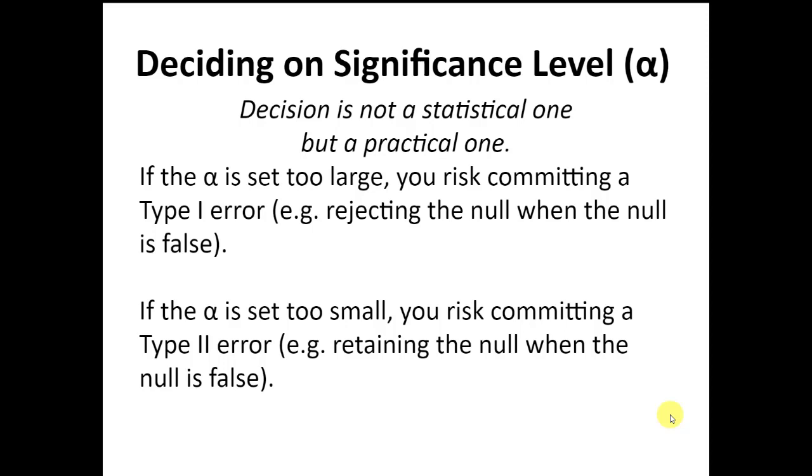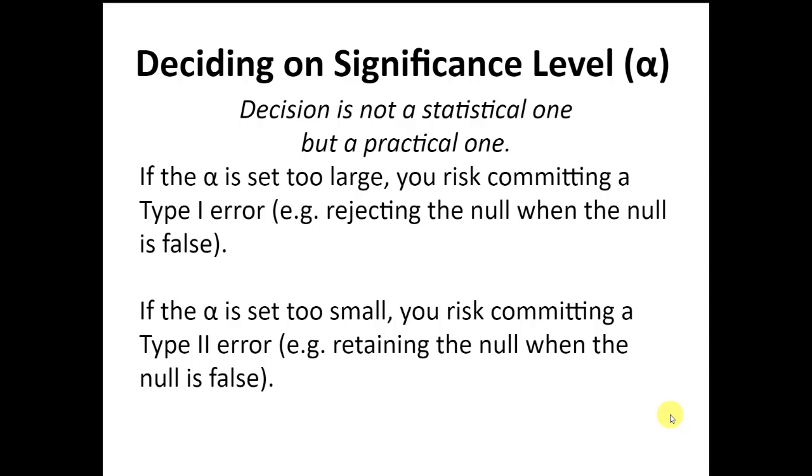If you set your alpha too small, then you risk committing a type 2 error, because you need so much proof in order to reject your null. So if you set the alpha at, say, 1,000th, meaning you're willing to risk committing a type 1 error 1 out of every 1,000 trials, then you're going to need a lot of evidence. In this case, you risk committing a type 2 error. You risk retaining the null when in fact there was enough evidence to actually reject it.